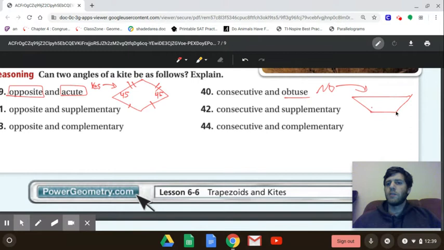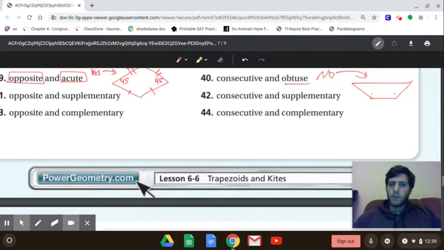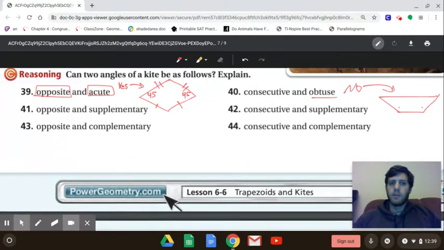Because if you have two consecutive angles that are both greater than 90 degrees, you're not going to be able to form a kite, because that last side is going to be too long to be congruent with any of the other three pieces. This fourth side of our quadrilateral is too long. It's not going to be congruent with either one of these, because remember, a kite has two pairs of consecutive sides that are congruent. Okay, so that would be good for 39 and 40.